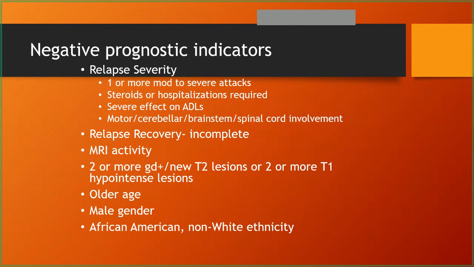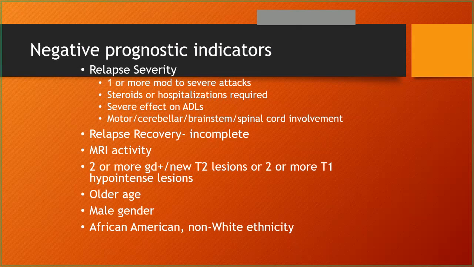Incomplete recovery from that attack suggests that when their multiple sclerosis is active or highly inflammatory, it leads to considerable disability. MRI activity, and that's also looking at it. What does it look like? Are there significant T1 hypointensities? Again, it suggests that their flavor of multiple sclerosis predisposes to a more severe inflammatory response or loss of tissue.